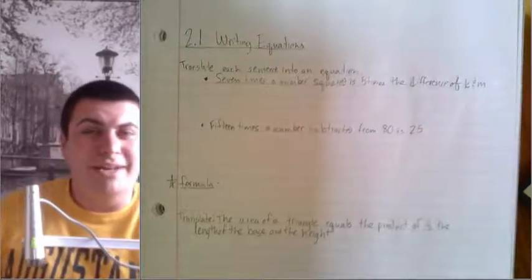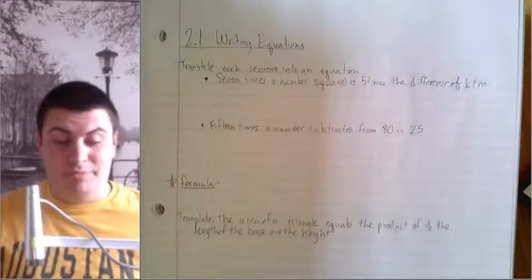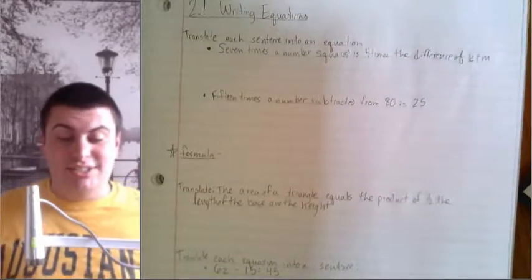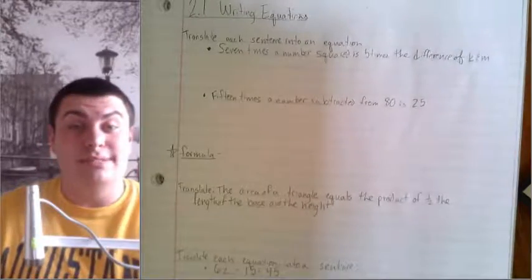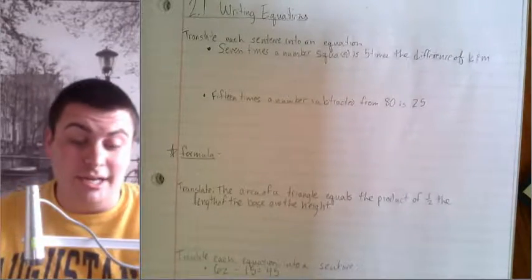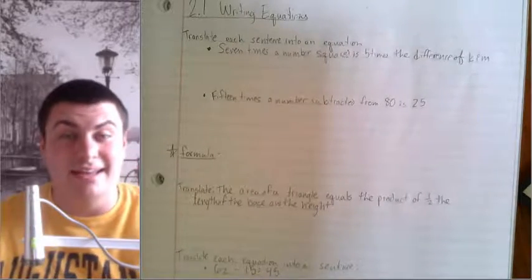We are looking at writing equations, just like we looked at writing verbal expressions back in 1.1. So if our task is to translate each sentence into an equation, we're doing the same thing we did earlier, we just now have an equal sign. So: 7 times a number squared is 5 times the difference of k and m.